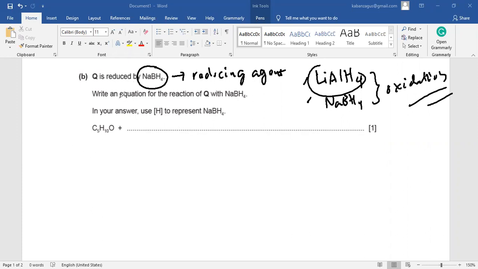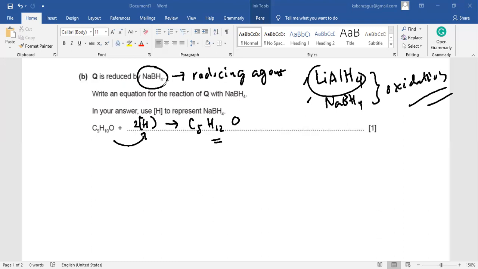All right, so write an equation for the reaction between Q and NaBH4. In your answer, use H to represent NaBH4. So you can write C5H10O plus 2H, and then it will give you C5H12O. Notice here, because we introduced 2 hydrogen, you would have additional 2 hydrogen on the right hand side.